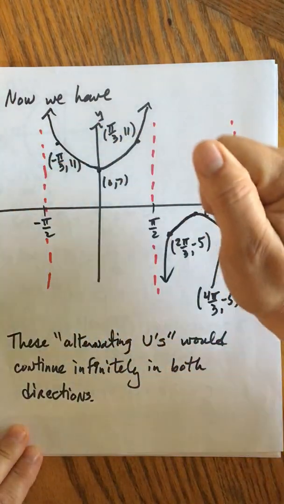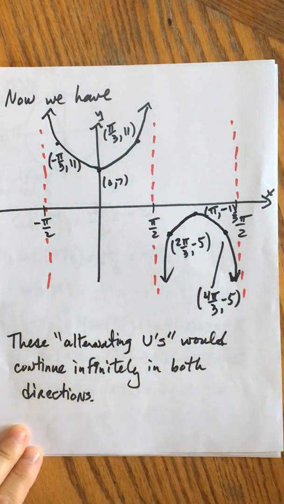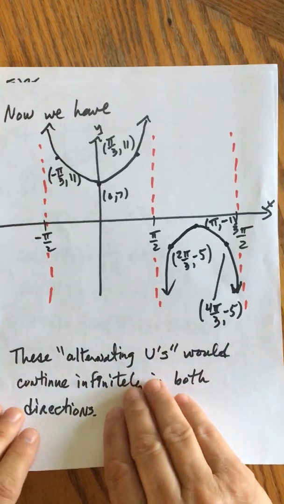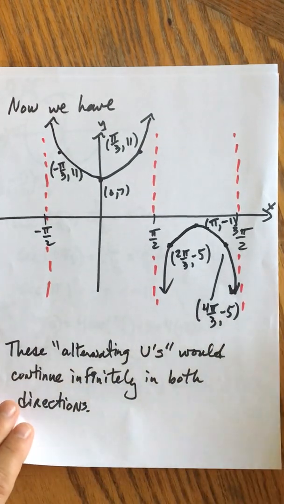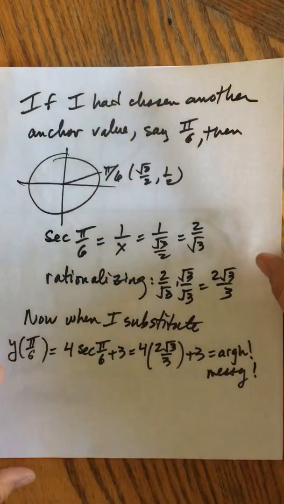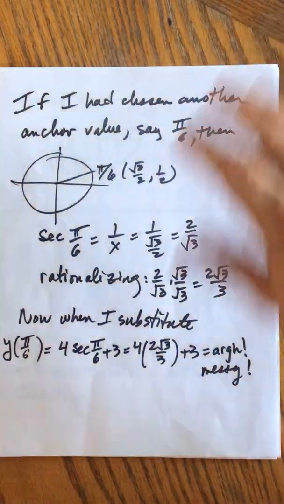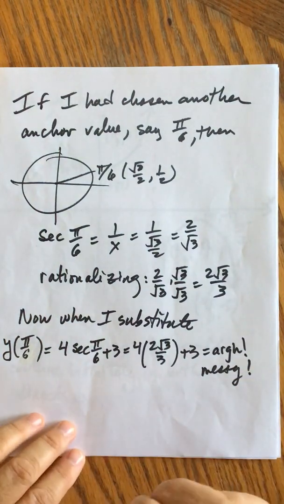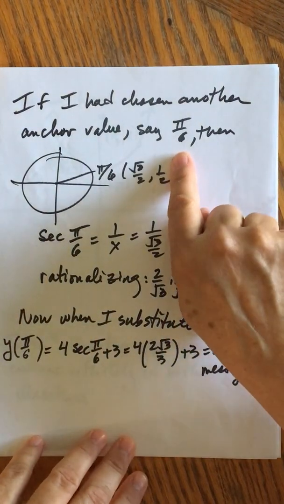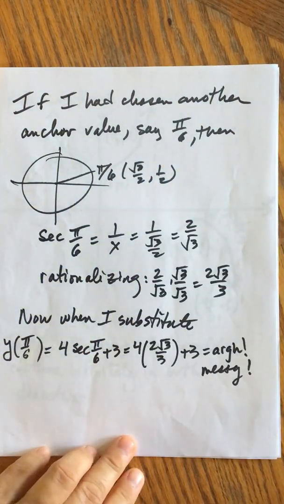It's like a little rubber stamp. You just keep going, in both directions, positive and negative. Okay. Now, a couple things I want to mention. Why did I choose the anchor values of pi over 3 and basically multiples of pi over 3? It's because if I had chosen another anchor value for secant, for example, if I had chosen pi over 6, then I'd get some pretty ugly values to work with, right?